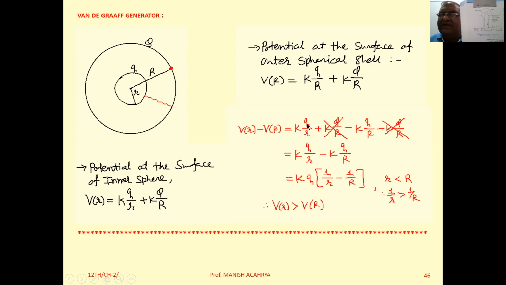And in this way, due to continuous deposition of charge on the outer shell, a larger and larger potential difference is developed. And in this way, using this device, one can develop a potential difference of the order of a few million volts. Clear to all of you?